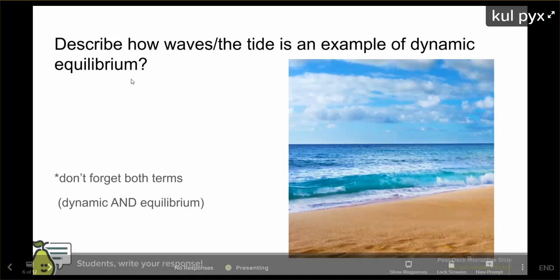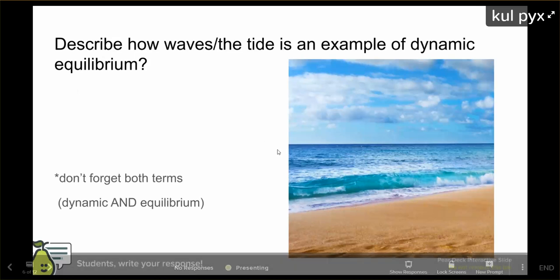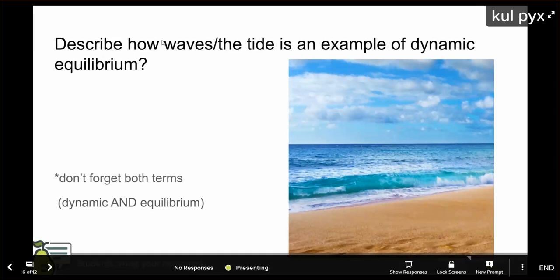back. So does the tide, is that just a one way? It's just constant, just one giant wave landing on the beach? Or does it crash and then recede, right? Forward and back. So knowing that, again, that dynamic means things are changing, things are moving, and that equilibrium means things going forward is the same as the things going back. Try to explain exactly how the waves are an example of dynamic equilibrium.